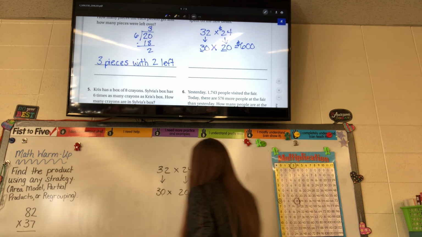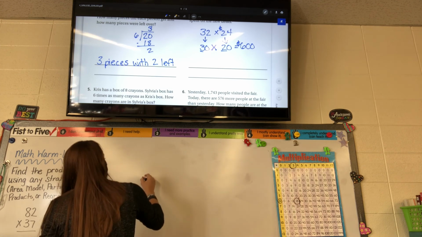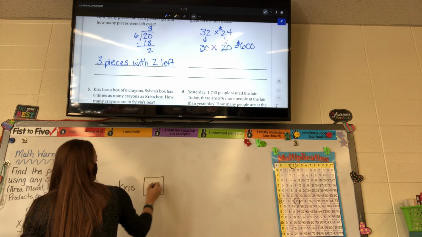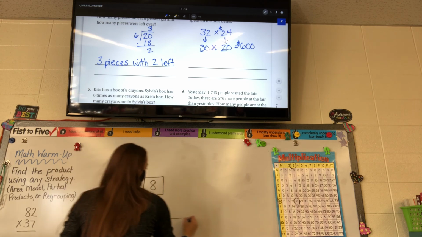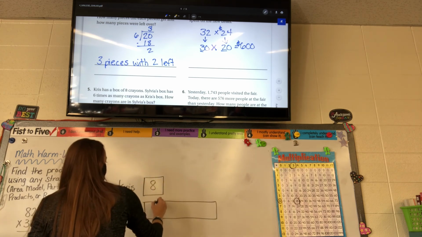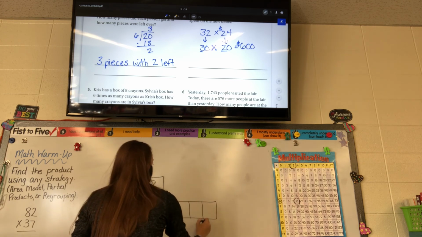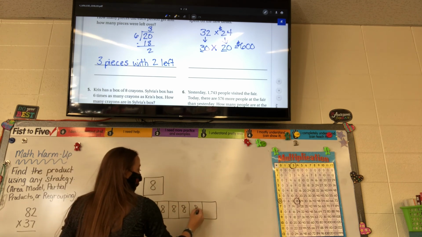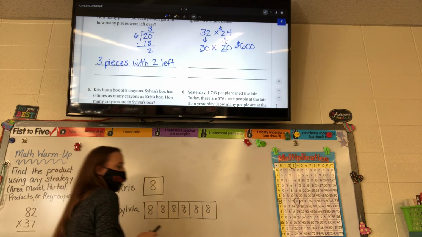Okay, Chris has, and this next one is a box model. Okay, so let me see here. So Chris has 8 crayons. Sylvia has 6 times as many as Chris. So Sylvia has 6 times as many as 8, right? So how many crayons does Sylvia have? Landon? 48, good. 6 groups of 8 would be 48.